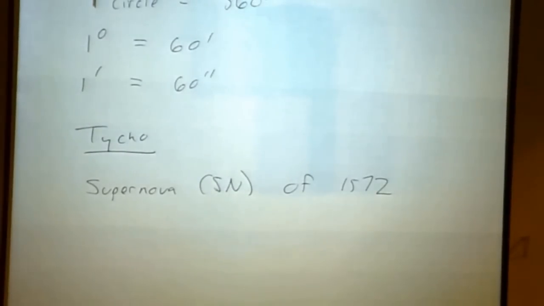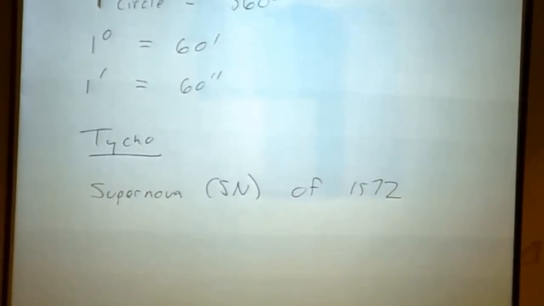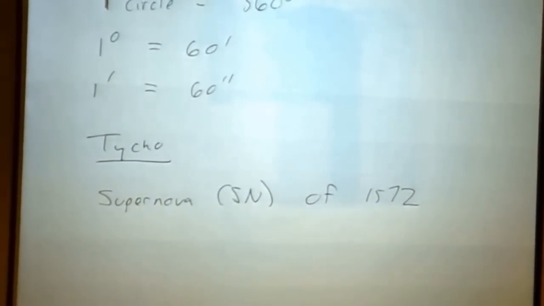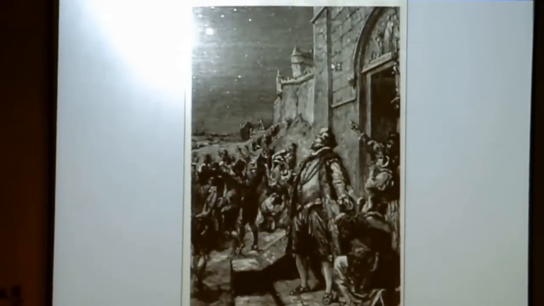Now, he didn't actually discover the supernova. It was visible during the daytime sky. Everybody could see it. What is a supernova? Anyone know? A star that explodes. Yeah, they tend to be massive stars, greater than about 8 times the mass of our sun. Our sun will never supernova.